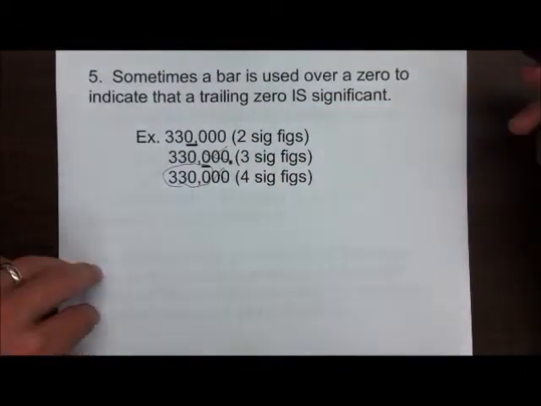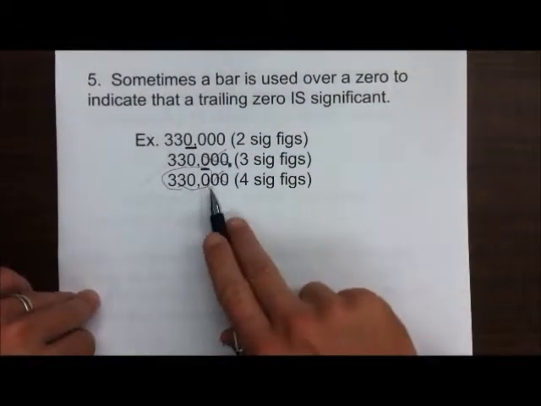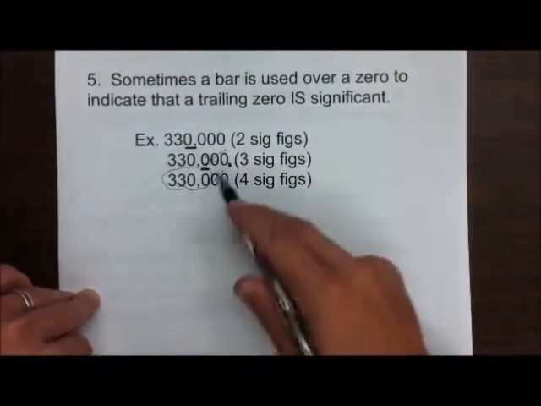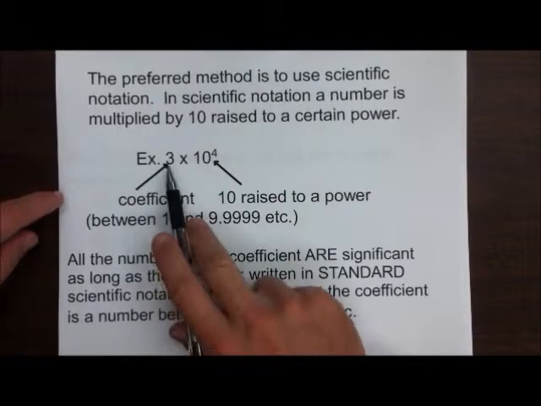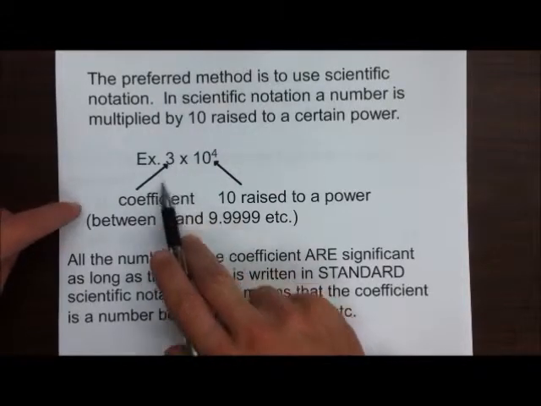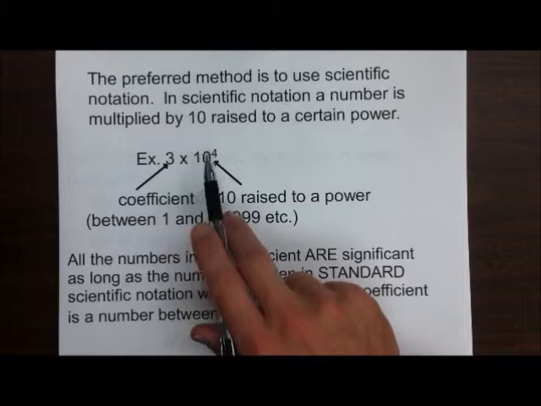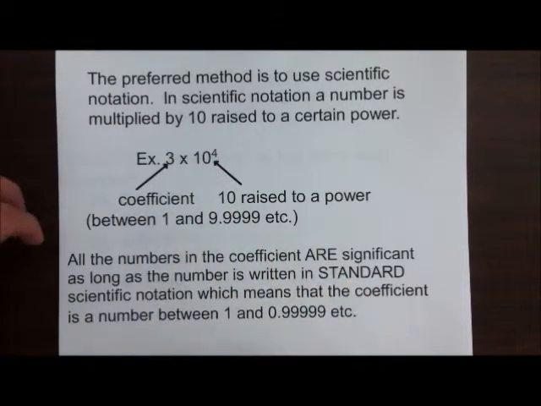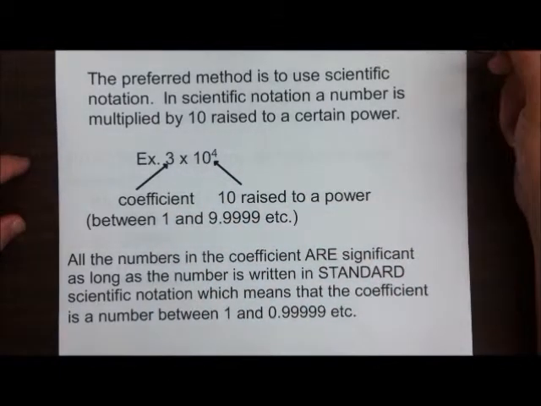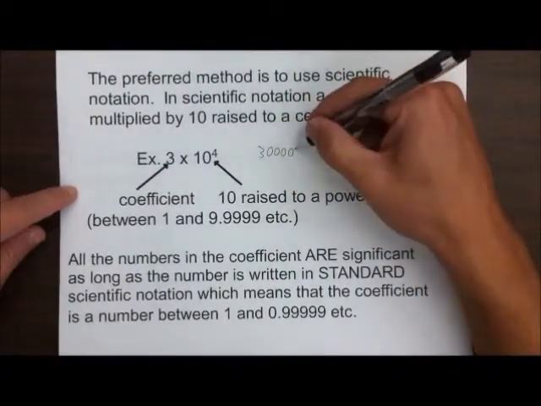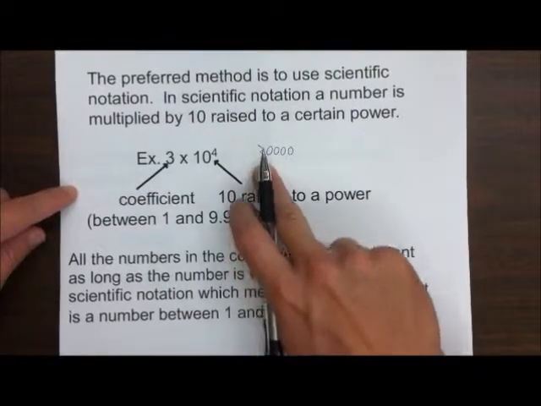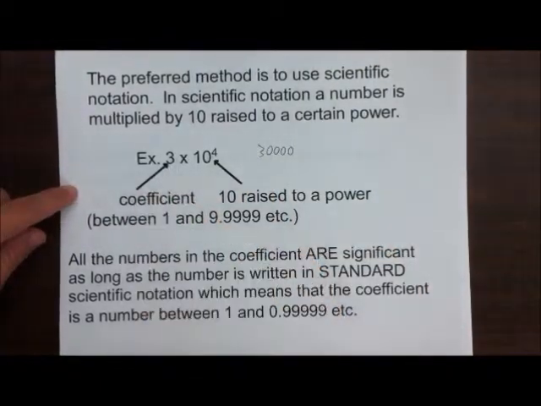Now, instead of showing a bar, there's a better way to write numbers that are large like this and show that many sig figs, and that's called scientific notation, which we'll talk about later in this unit. Basically, in scientific notation, you're going to have a number that's between 1 and 10, that's called the coefficient, and then all of those zeros get put into a power of 10. So this 3 times 10 to the 4th would actually look like 30,000. 30,000, you can see that it has 1 sig fig, just like this does.